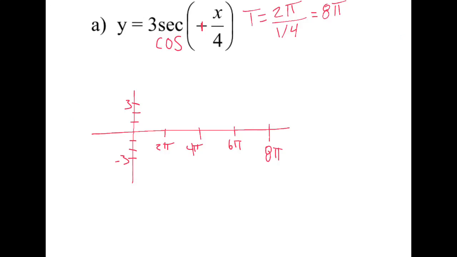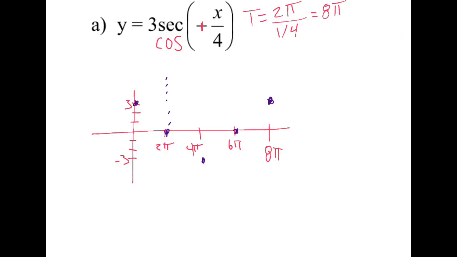Okay, well, cosine starts at its maximum value, so I'm going to get that point up there, then it hits 0, then it hits its minimum value, then it goes back to 0, and then it goes back up to its maximum value. But we're not graphing cosine, we're graphing secant.